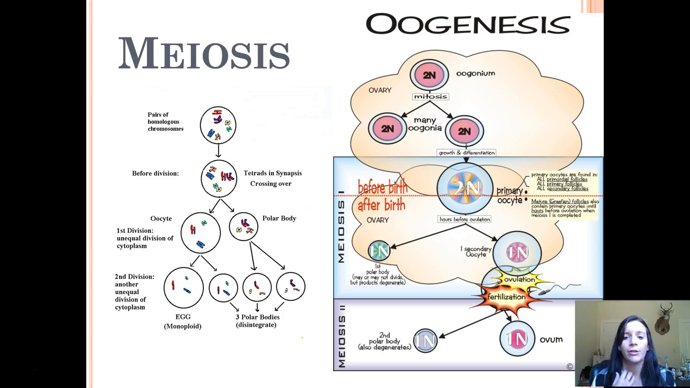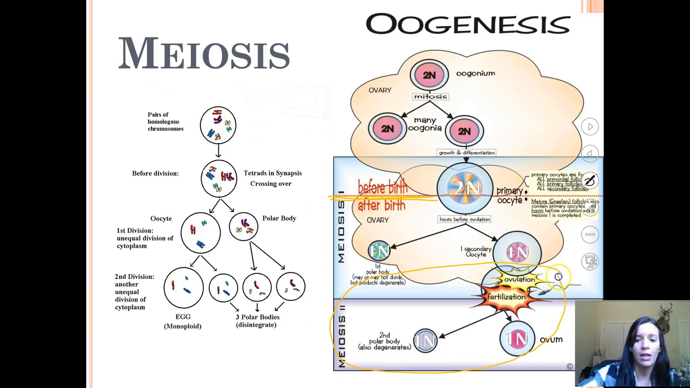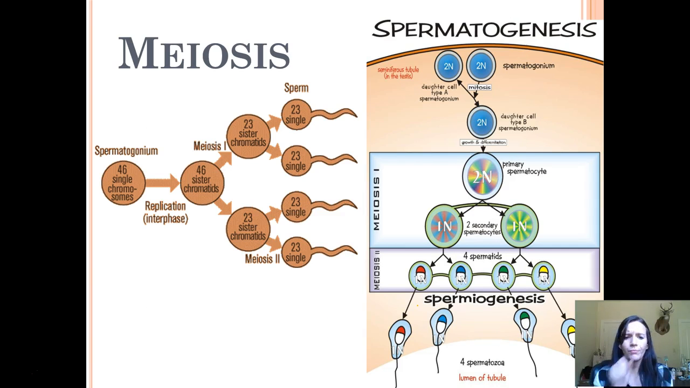As you can see here, we have meiosis 1, which is kind of occurring before birth, the after birth line. And then meiosis 2 is when that fertilization happens and we get that egg cell. So look through this, maybe pause here. This is a really good graphic of how this process happens.